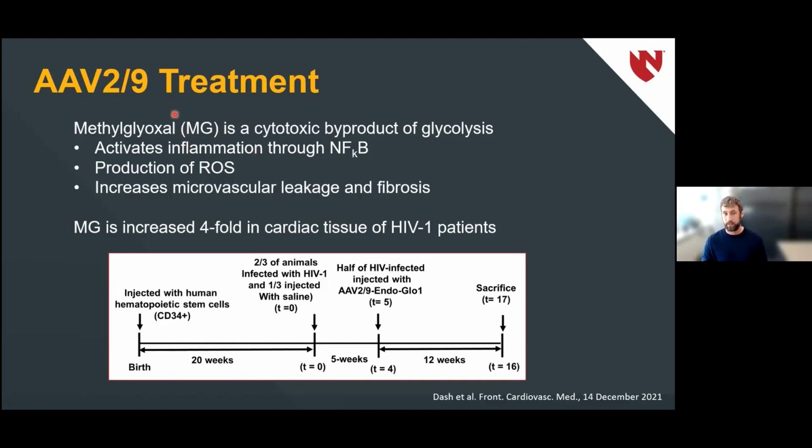Methylglyoxal is a cytotoxic byproduct of glycolysis. When the heart undergoes ischemia due to the lack of vessels, it has to change its mechanism for getting energy, and so it undergoes glycolysis. Normally, methylglyoxal is immediately removed and kept at very low levels. Methylglyoxal activates inflammation through the NF-kappa B pathway. It can lead to production of reactive oxygen species and increases microvascular leakage and fibrosis.